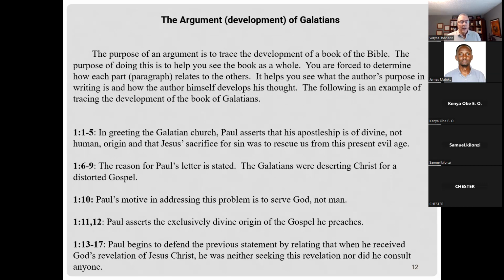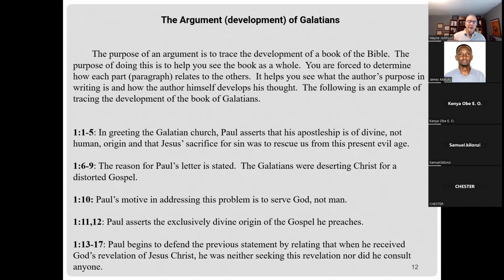In my NIV version, the third paragraph or verse 10 stands as its own paragraph. So I treat it that way. So Paul's motive in addressing this problem is to serve God, not man.